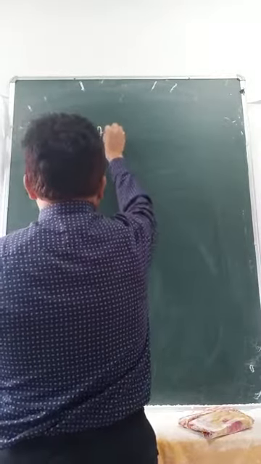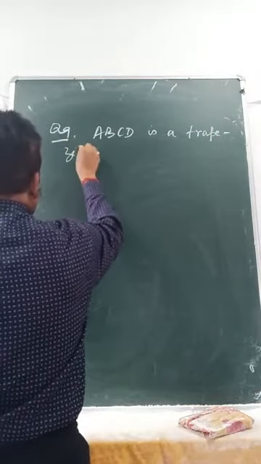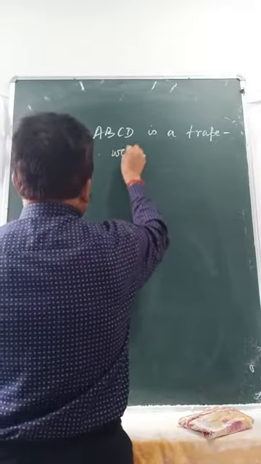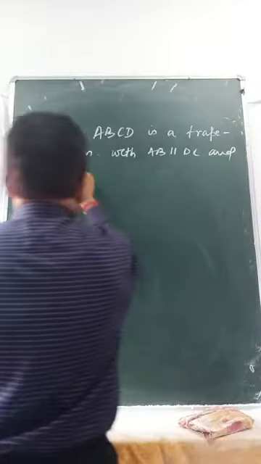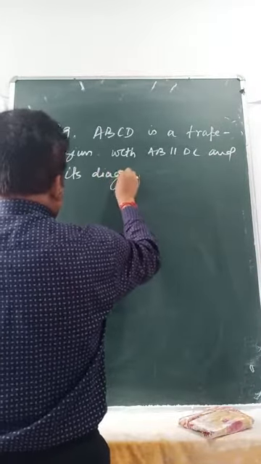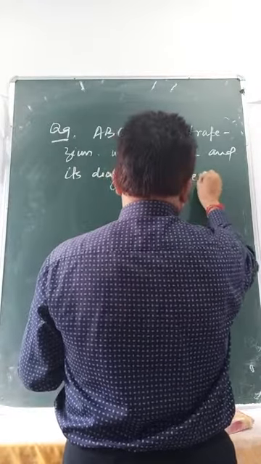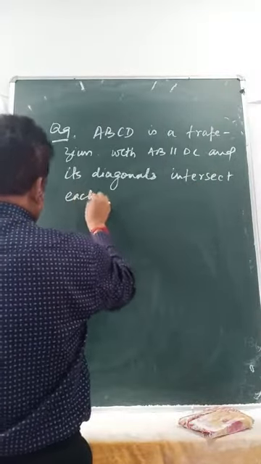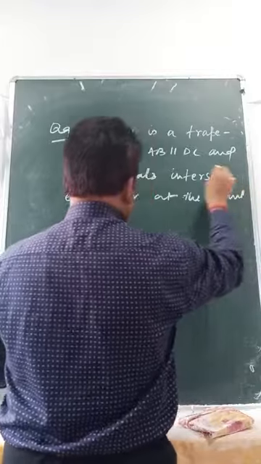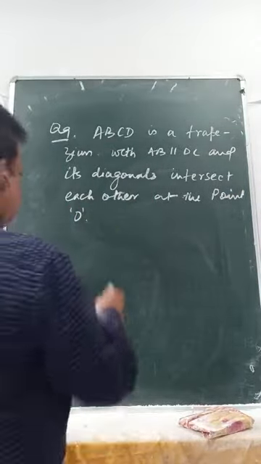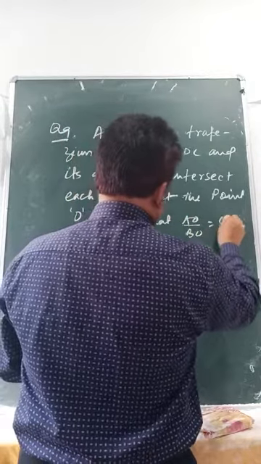ABCD is a trapezium with AB parallel to DC, and its diagonals intersect each other at the point O, so that AO by BO equals CO by DO.